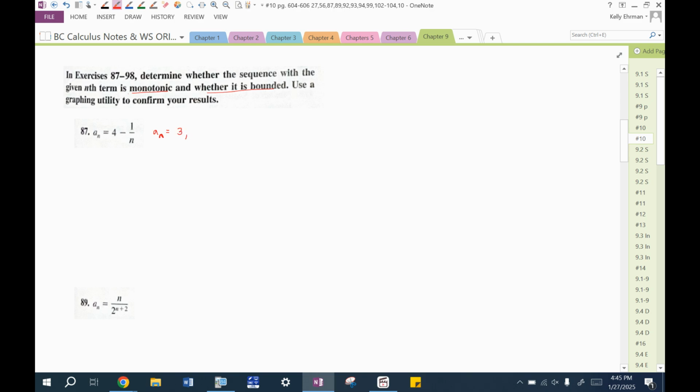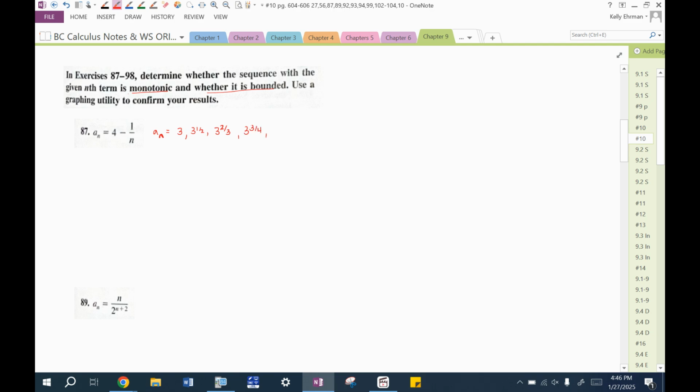When I plug in 2, I get 4 minus 1/2, so 3.5. Plug in 3, 4 minus 1/3 is 3 and 2/3. So far these numbers are increasing, right? I'll plug in one more. Plug in 4. 4 minus 1/4 is 3 and 3/4.